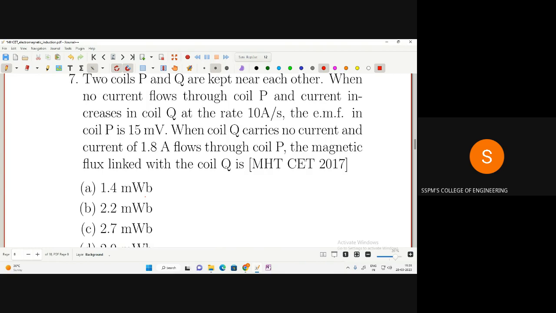So let us solve. The two coils are given. First you draw the circuit of the two coils, the coil P and coil Q, where P is a primary coil and Q is a secondary coil. Let's consider the current IP is flowing through the coil P and IQ is the current flowing through the coil Q. EMF induced in the coil P is EP and EMF induced in the coil Q is EQ.